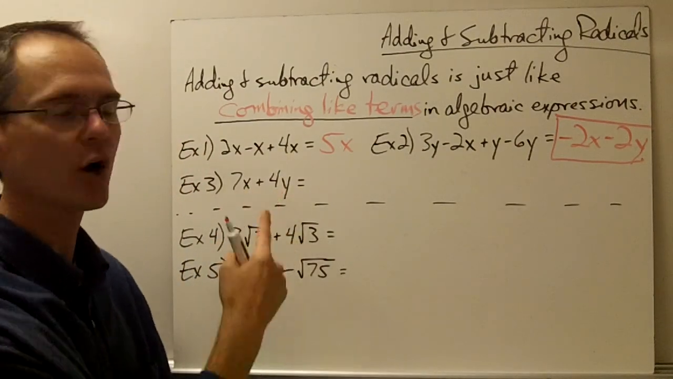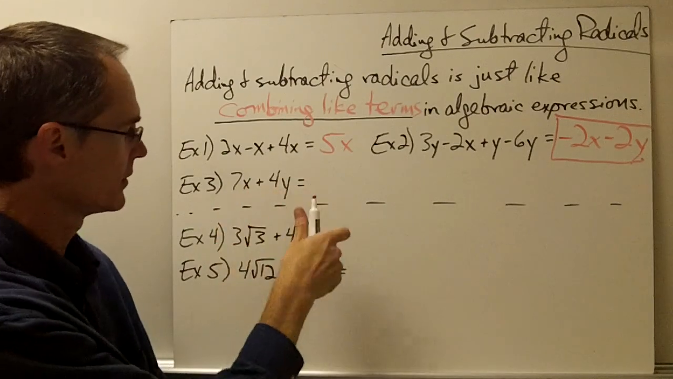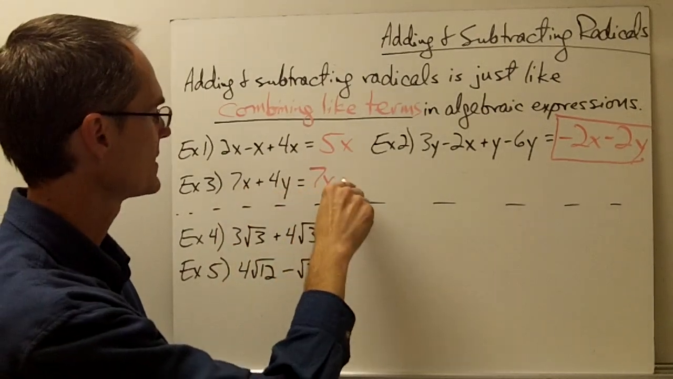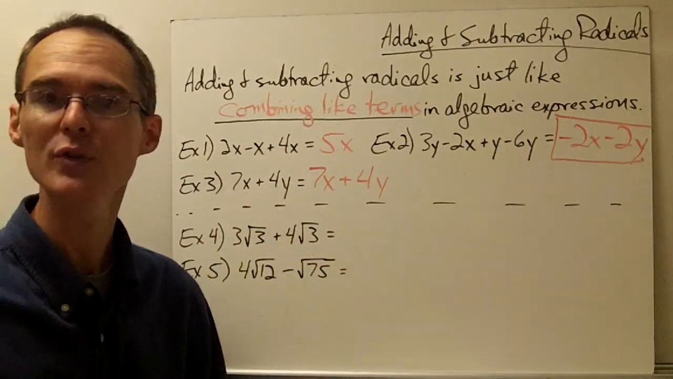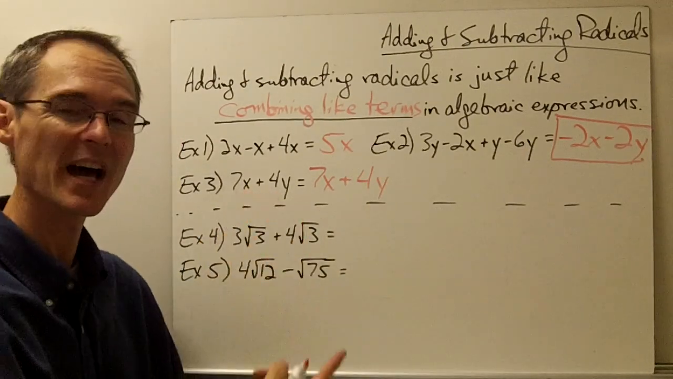Now, example number 3, 7x plus 4y. I can't combine those two terms because that's an x term and that's a y term. So this one, you just leave it as it is, 7x plus 4y. You can't simplify that any further. You can't combine those terms because they're not like terms.